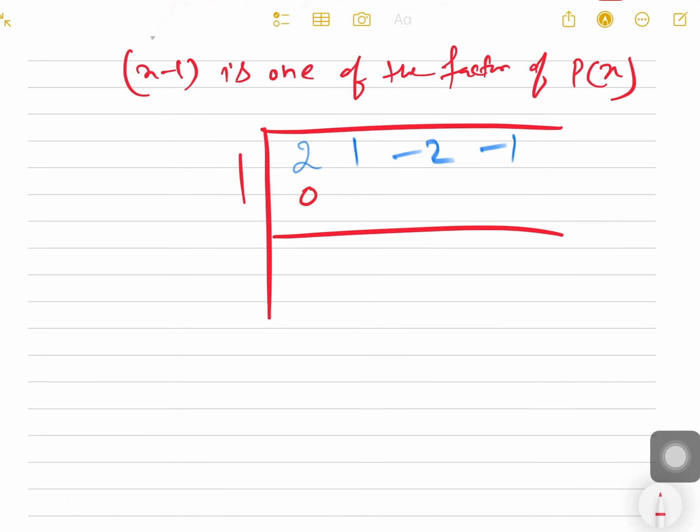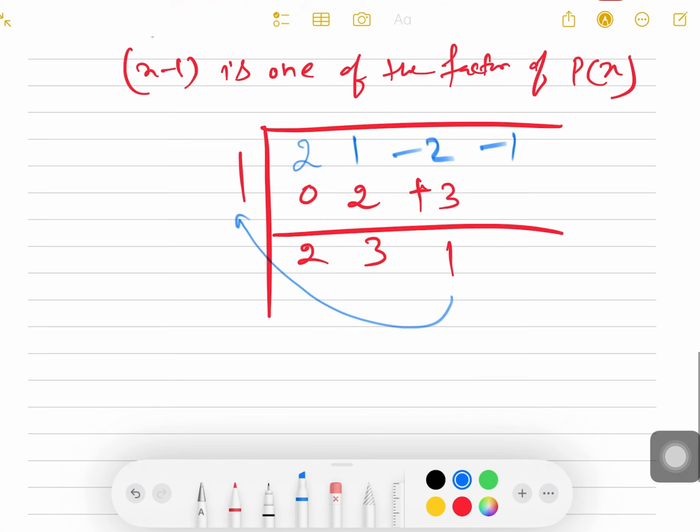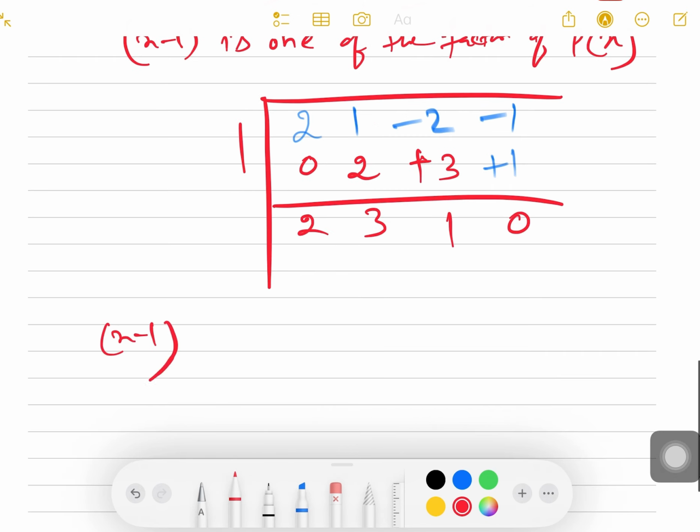Okay, after that always keep here 0, then add 2 plus 0 is 2, multiply these two, you will get 2 only. That 2 right over here, add this, you will get positive 3. Now this positive 3 you have to multiply by this one, you will get positive 3. Add, you will get positive 1. This 1 you multiply, you will get positive 1. Add them, you are getting 0. Finally you are getting 0 means we are doing correct.